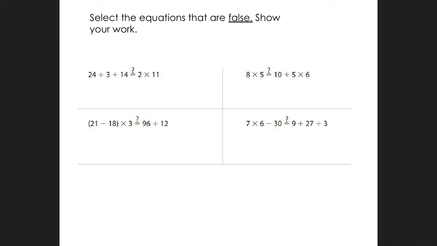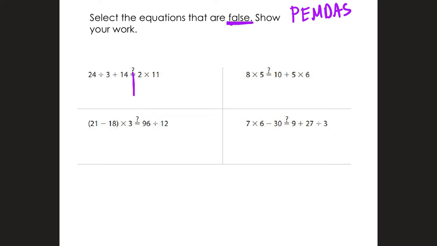The directions state select the equations that are false. I wonder why that's underlined. Probably because it's trying to draw your attention to it. Usually we're asked what is true, but here they're asking us which ones are false. So I have some equations. I do see the equal sign, and I know that on both sides, they have to be equal or equivalent to each other. So if one side equals 14, the other side has to equal 14. I still have to follow the order of operations, so just in case, I'm going to write it at the top so I can refer to it.